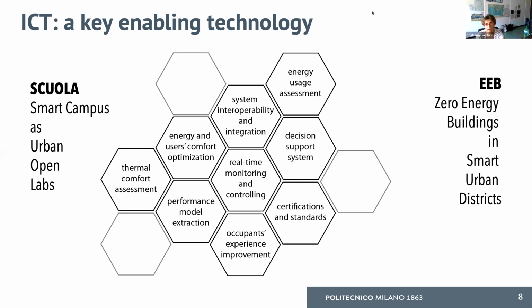The last two items listed are the energy usage assessment, so the fact that we want to be aware of how the energy is used, as well as the thermal comfort of the user. And last but not least, the decision support system: something that is there to take decisions on how to operate the building in order to guarantee a reasonable comfort for the inhabitants and the sustainable usage of the energy.